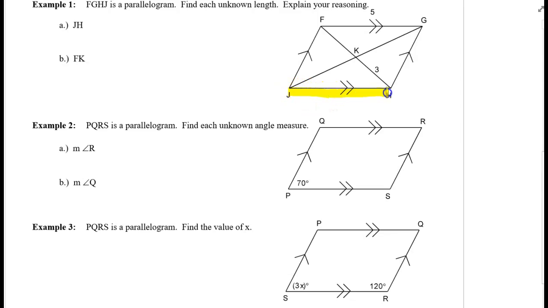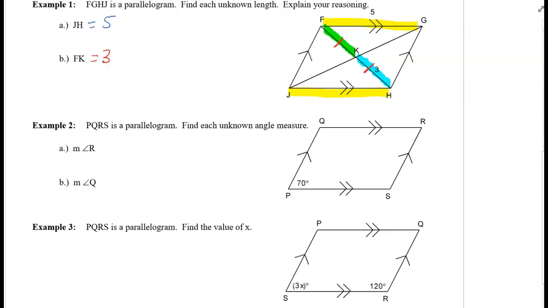Well, JH is highlighted in yellow. It is opposite to FG, so that is going to be equal to 5. The second thing is we want to find the segment FK, which I'm highlighting here in green. That is a portion of the diagonal. Since the blue piece is 3, those two pieces are equal, so this piece is equal to 3.